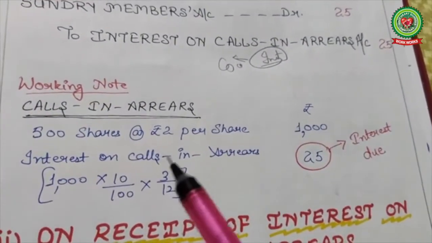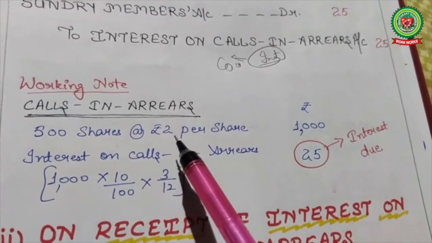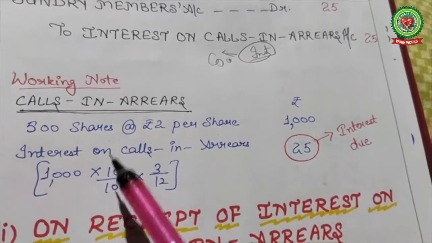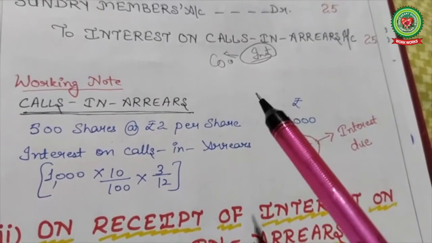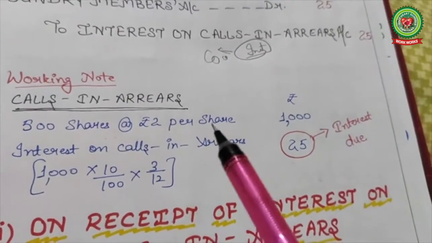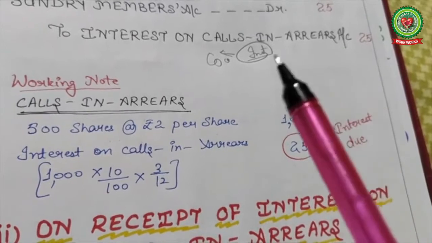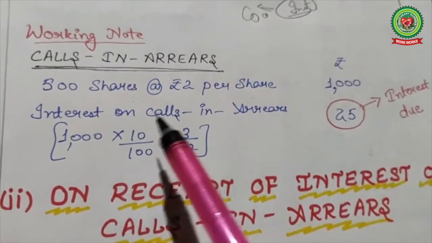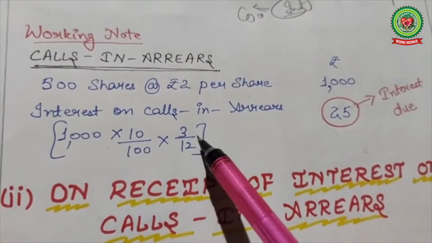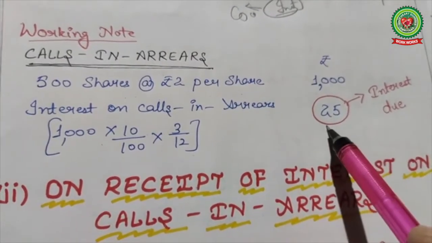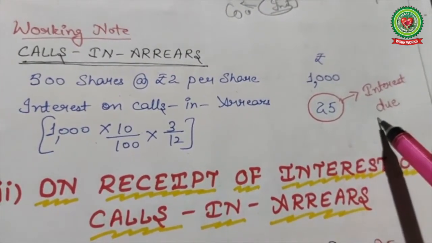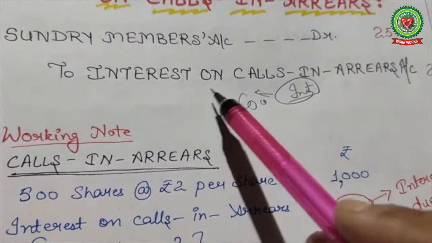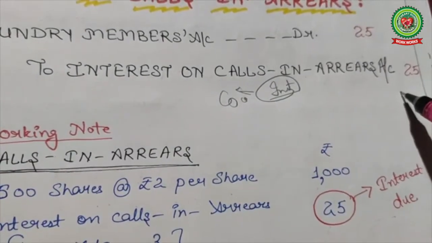Now see the working note. 500 shares on which ₹2 was not received, 500 multiplied by 2 is 1,000. Now find out the interest after 3 months of calls in arrears. The due amount is paid by the shareholder after 3 months, so there is a 3-month gap from the due date. So 1,000 × 10 divided by 100 multiplied by 3 divided by 12. The total amount here is ₹25. Interest due ₹25, and the entry here is sundry members account debited ₹25 to interest on calls in arrears account ₹25.